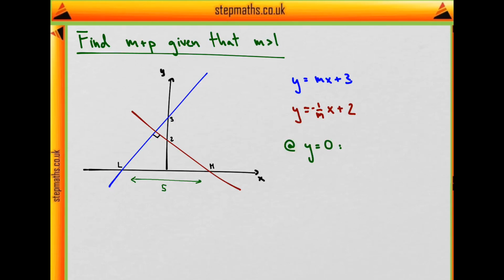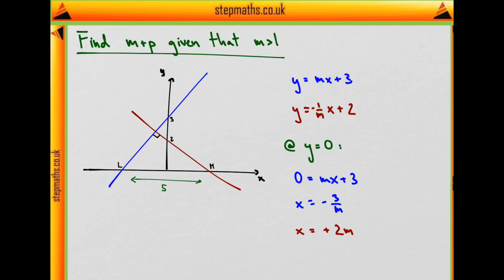Now let's see what happens at y equals 0. That means on the x-axis. In other words, we'll be trying to find the x-coordinates of the points L and m. So when 0 equals mx plus 3, then x must be minus 3 over m. By the same logic, from the second equation we get plus 2m. And those are now the x-coordinates of the points m and L.